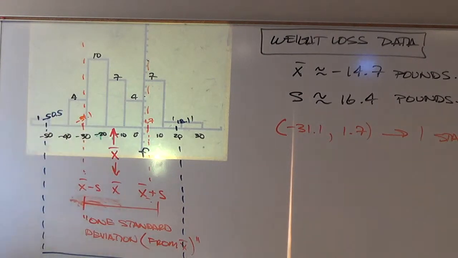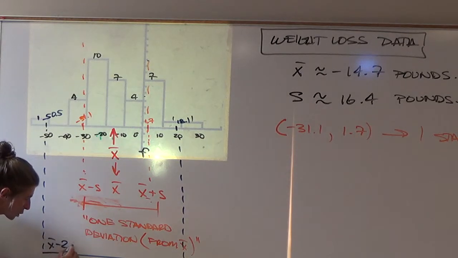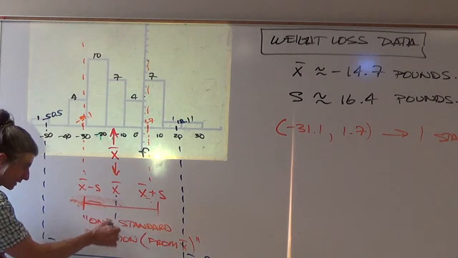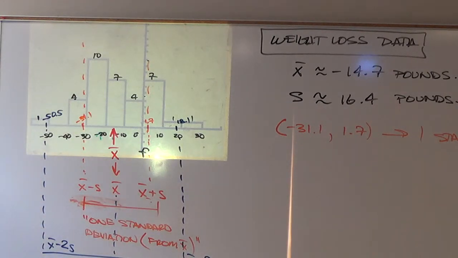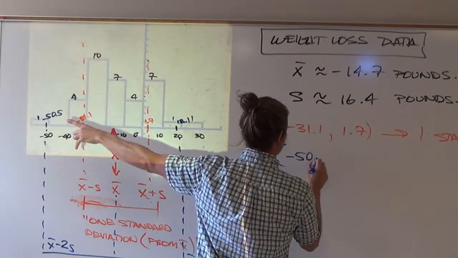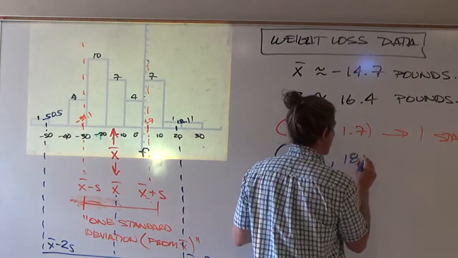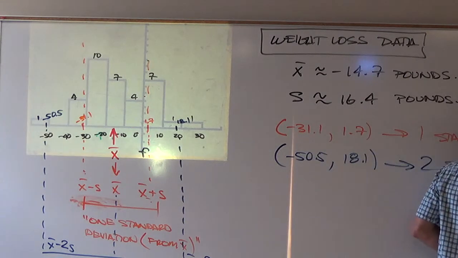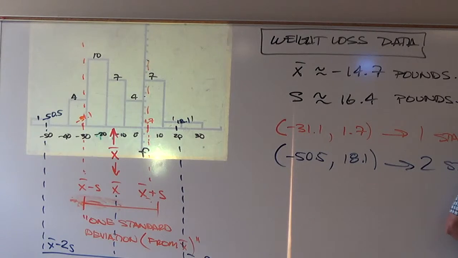This range of values right there starts at x bar minus 2 s's and goes up to x bar plus 2 s's. Notice x bar is still in the middle of it. Now, Zach, this does trim off what are called, technically speaking, outliers. Anything outside of 2 standard deviations becomes a more formal definition of an outlier in bell-shaped data. So now we have negative 50.5 up to 18.1, and this would be called 2 standard deviations.